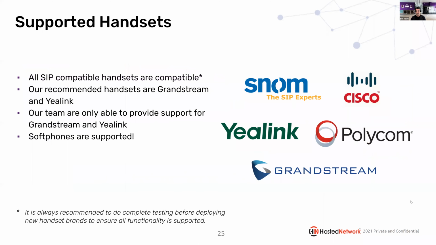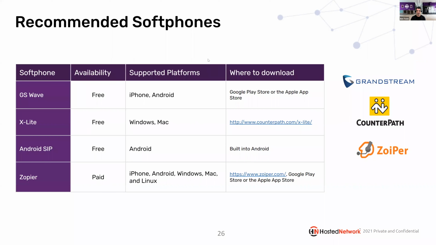So the recommended ones that we typically use: GS Wave, that's a Grandstream one. It's free. It's available for Android and iPhone. There's no cost to it, but I guess you kind of get what you pay for. It's come a long way, and I know a number of partners that use it. Xlite, if you're after a free one for Windows or Mac, is a very common one. They have a paid version as well. I can't remember what it's called.